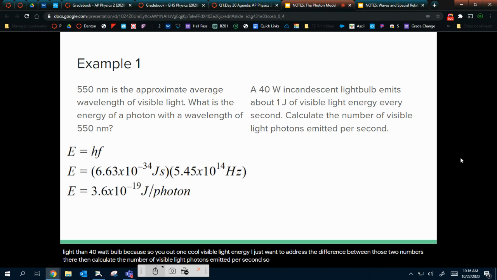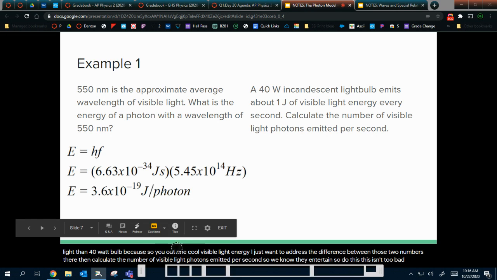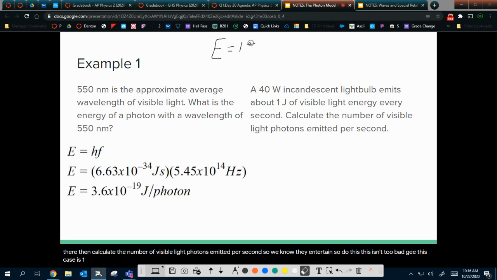So we know the energy, right? So to do this isn't too bad. The energy, in this case, is 1 joule, right? So we have our equation that E equals hf, right? Now, you can't just jump over here with Planck's constant, because is this 1 photon that's going to come out of here? No, it's not.